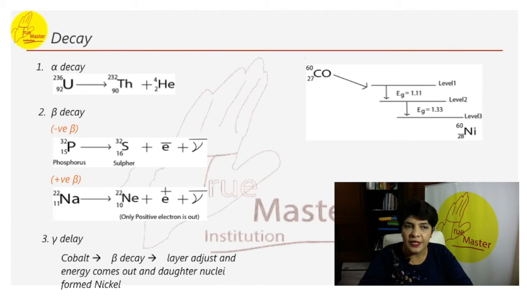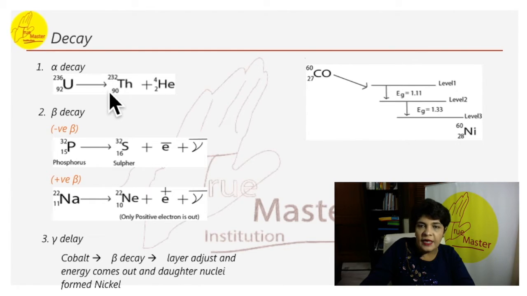Decay. Decay means breaking down. Alpha decay is a process in which an unstable nucleus transforms itself into a new nucleus by emitting alpha particles. Uranium 238, on emitting an alpha particle, changes into thorium 234. So here, look at this, uranium 238. It is going to take out the alpha particle and will break down into thorium and helium. So this is alpha decay. Here theta is the energy released.